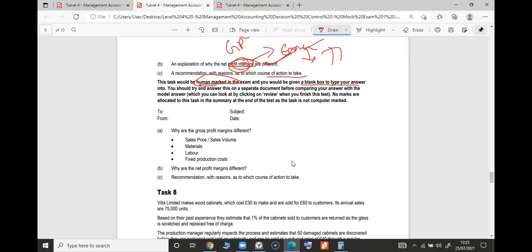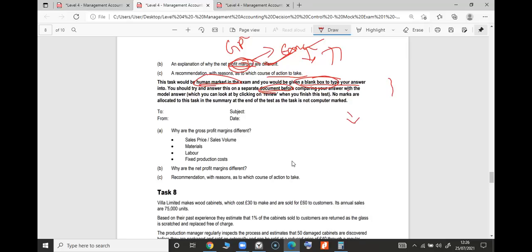One of you, maybe Shazad, asked me if you can write in MS Word. The answer is no. You need to type in that blank box. You should try to answer this one on a separate document, a piece of paper, you can write it down, before comparing your answer with the model answer.